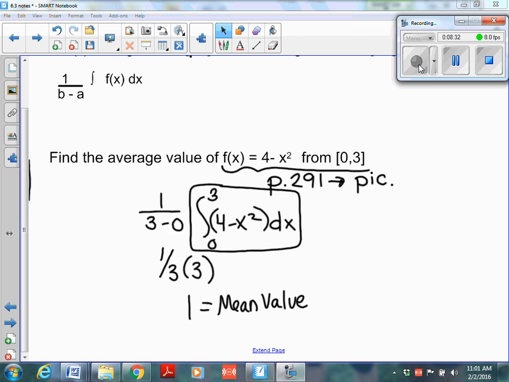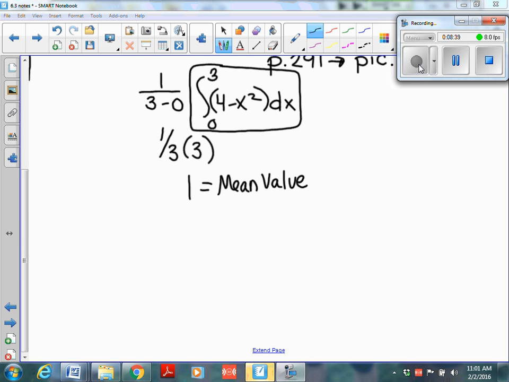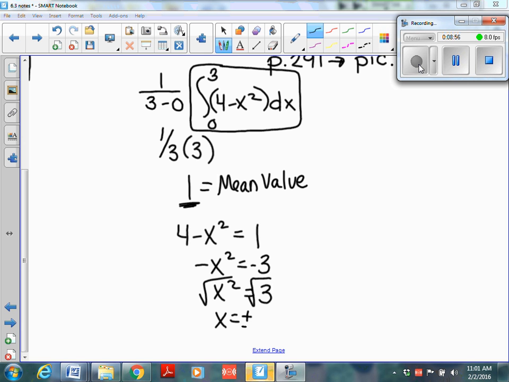And if you look at the picture on page 291, you're going to see that if you set this equal to the actual problem, 4 minus x squared equals 1, this magical 1 that we just found by finding the mean value, and you subtract 4, you get negative x squared equals negative 3. So x squared equals 3. So x equals plus or minus the square root of 3. But we're only integrating from 0 to 3, so x is only going to equal the square root of 3.